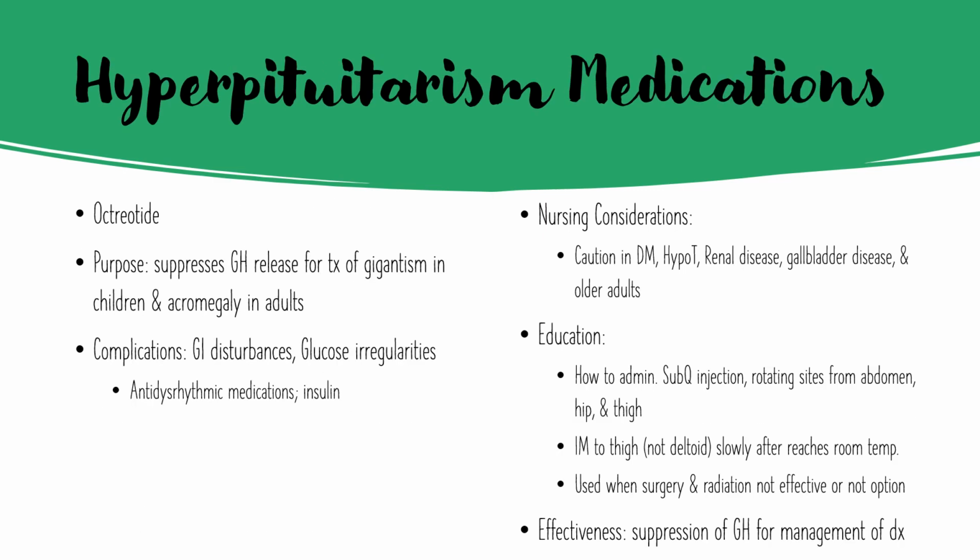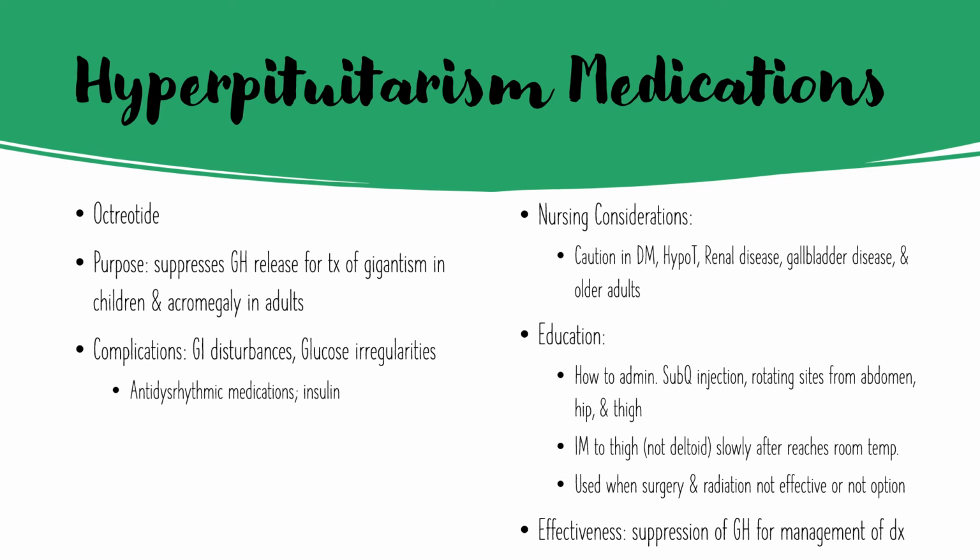Hyperpituitarism medications. The one I want you to focus on is octreotide. Octreotide. I wanted to say ostrich for some reason. I'm sorry. Anyway, the purpose is to suppress the growth hormone release in treatment for gigantism in children and acromegaly in adults. So this is the big people that have too much growth hormone. That's why we're suppressing the growth hormone.